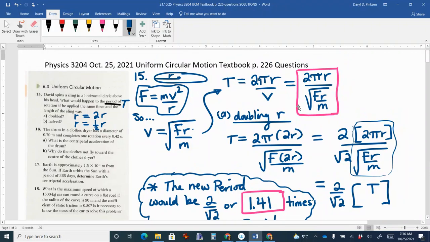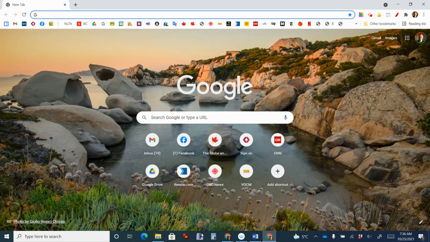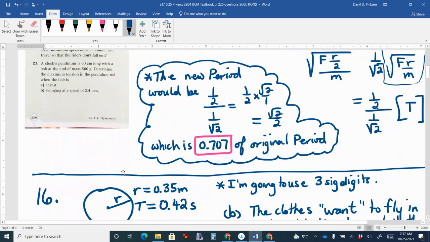Well, let's move on to number 16. The drum in a clothes dryer has a diameter of 0.7. First thing you want to do is recognize that this means the radius is 0.35, and the period of rotation is 0.42 seconds. And so we have to calculate the centripetal acceleration. The centripetal acceleration, by the way, is a equals v squared over r.